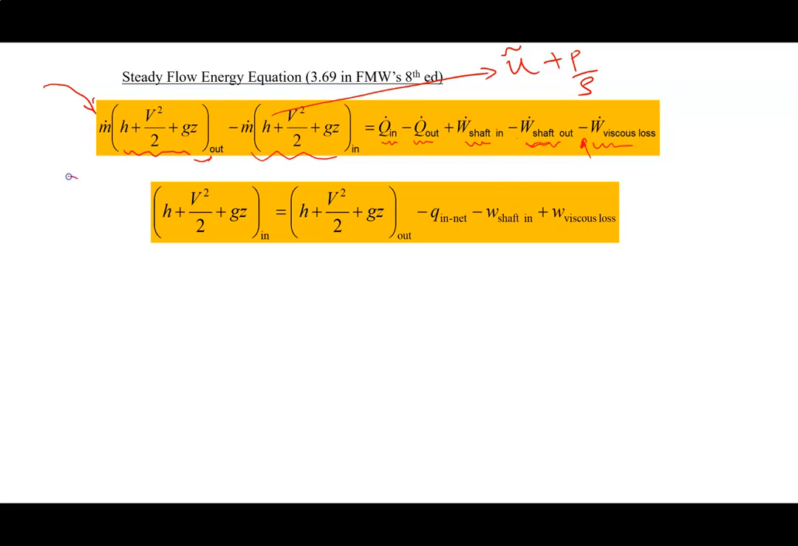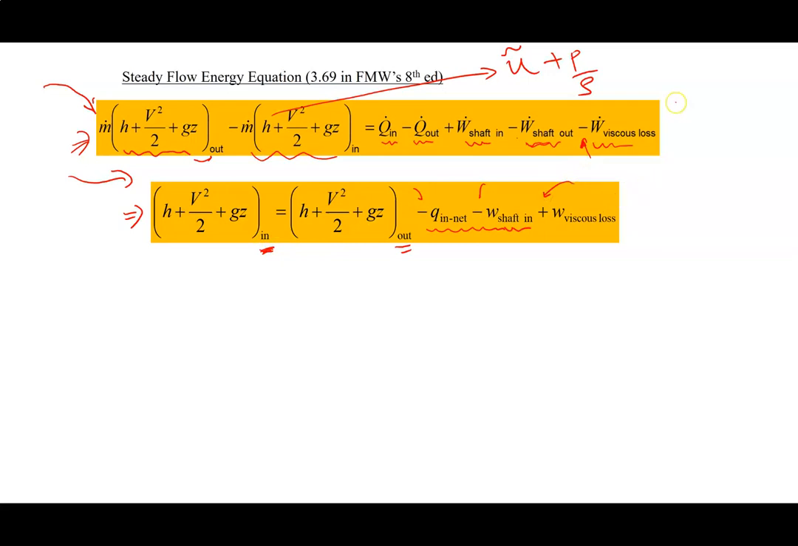Same form, the only distinction here is I've divided both sides of the equation by m dot. So if I divide both sides of the equation by m dot, this is the result you're going to get. And also I've rewritten this in a manner that I got the in term over here, the out term on the right. And so what I am left with is the net Q in and the net W shaft in terms with the negative sign in front of it, just so we are comfortable using different forms of the equation. And then simply because I got the in term over here, this becomes a plus W viscous loss.